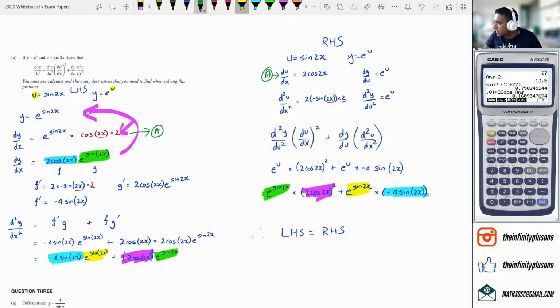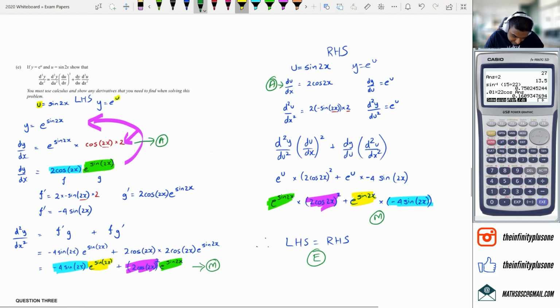Merit is correct expression for d²y/dx². So that is this one here gets you potentially a merit, or correct right-hand side. Okay, so either one of them gets you a merit. So getting one of the sides. And then if you complete the proof, you actually end up getting an excellence.